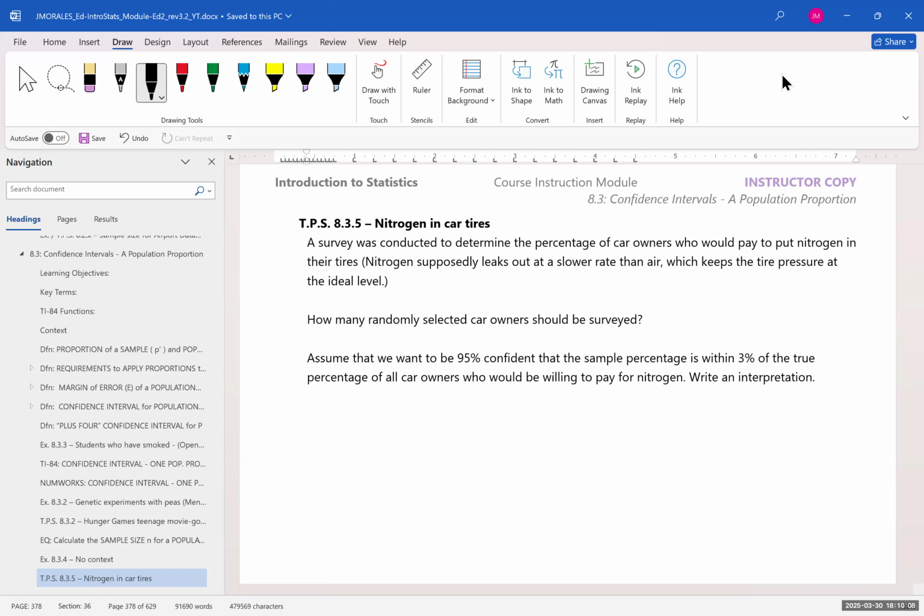All right, let's look at this think pair share. Again, this is one that you should try on your own and come back and maybe see how I did it if you need some help.